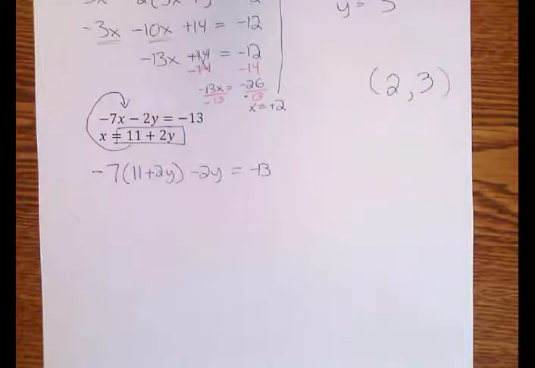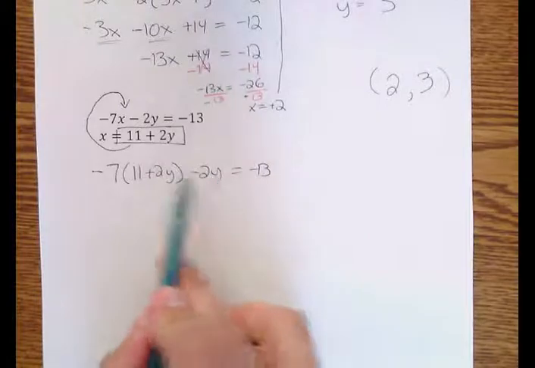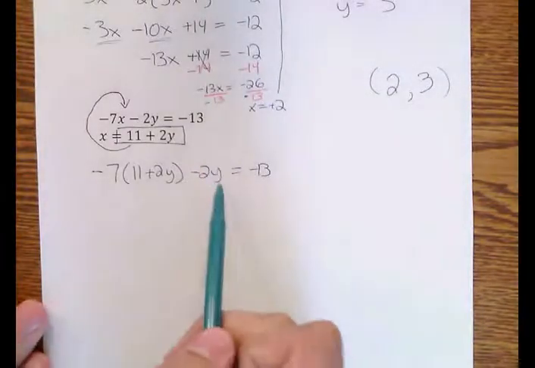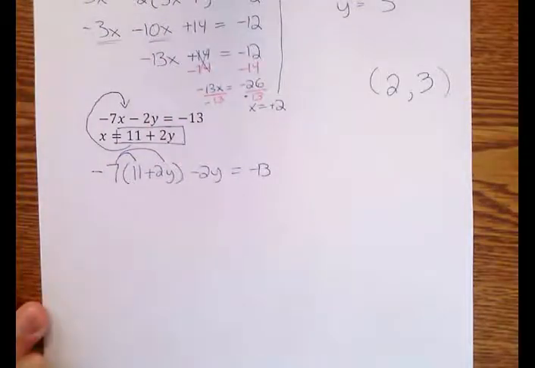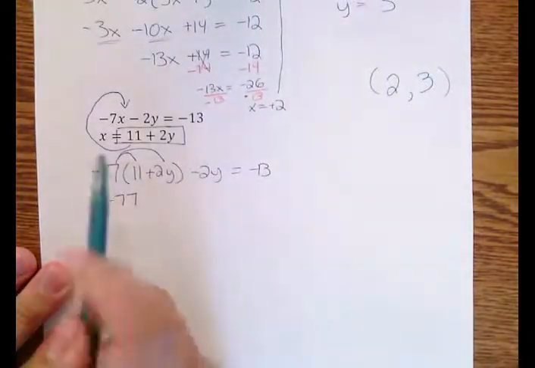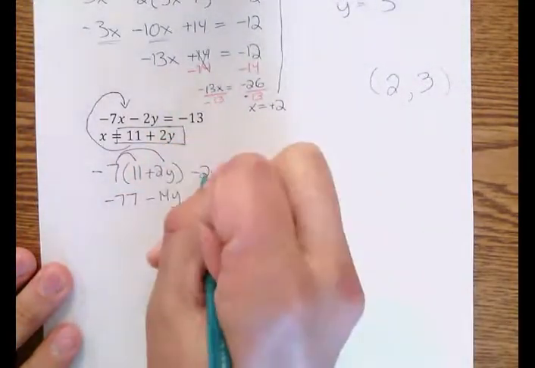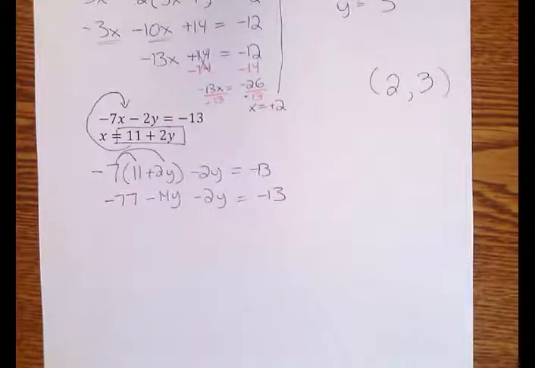So very, very similar to my first problem. I substitute in. I went from having equations with x and y to just one equation with only one variable left. We just have to distribute, combine like terms, and solve to get our variable y. So -7 distributed on through. -7 times 11, that is -77. -7 times 2y, that's -14y. And I still have a -2y hanging out. Still have a -13 as well.